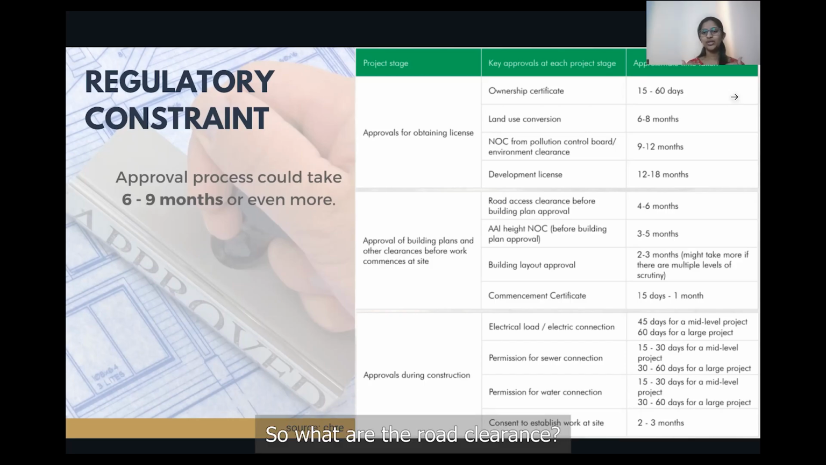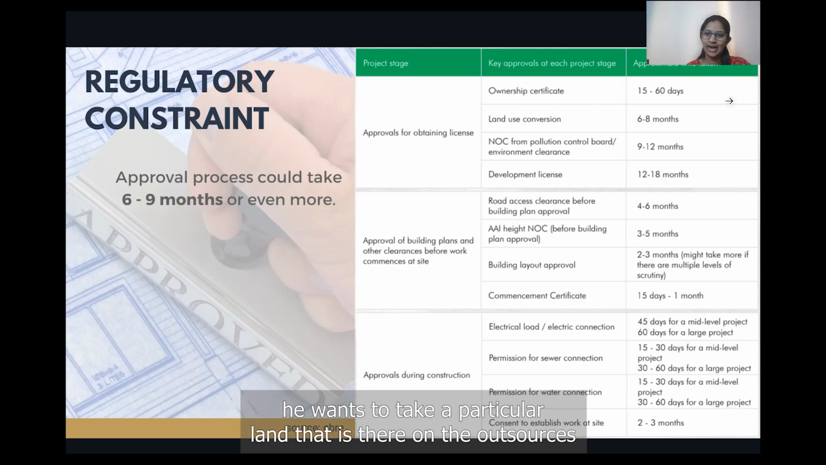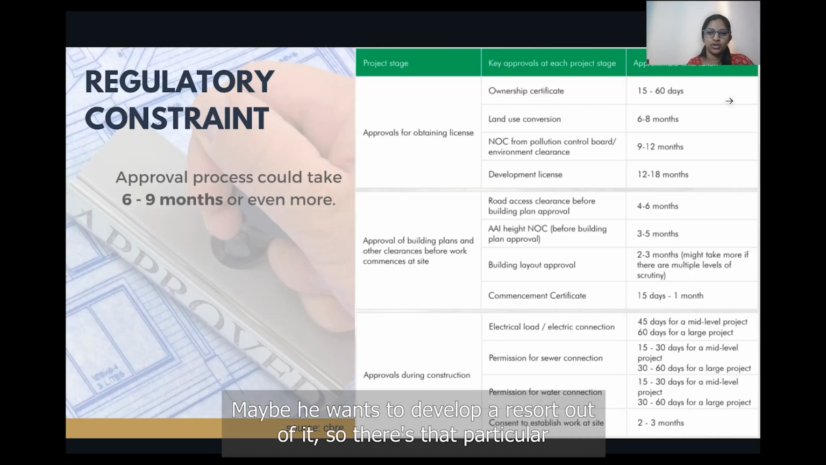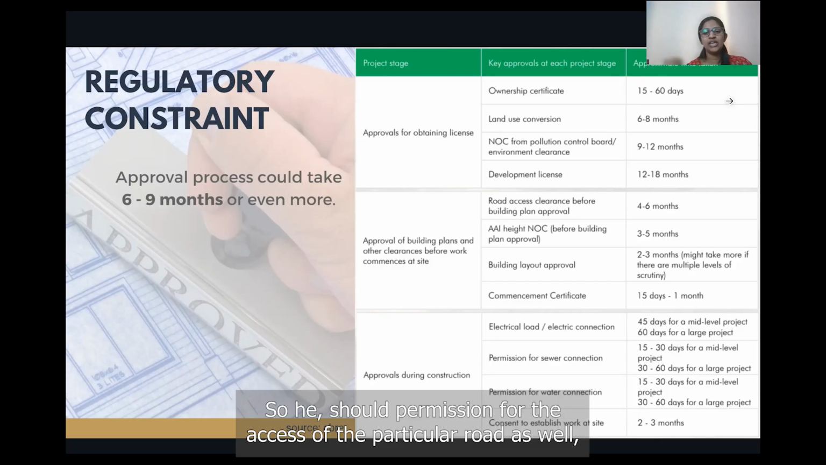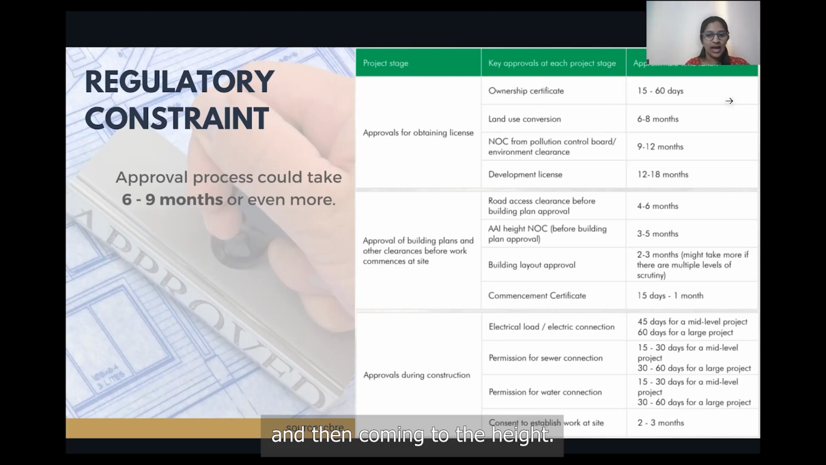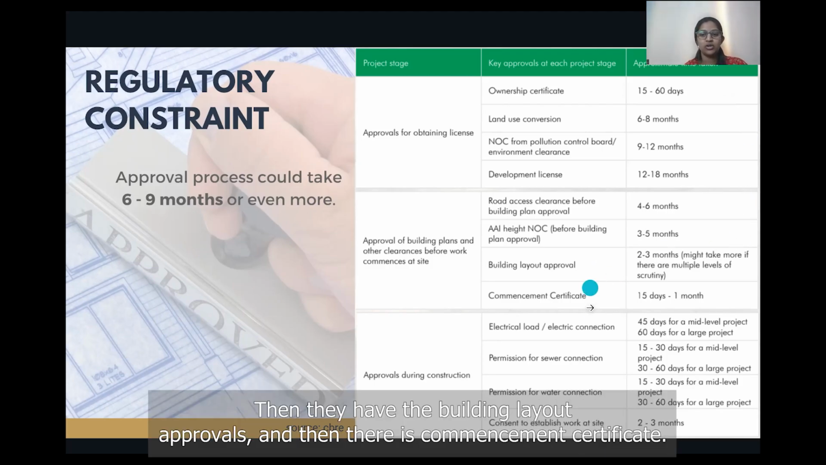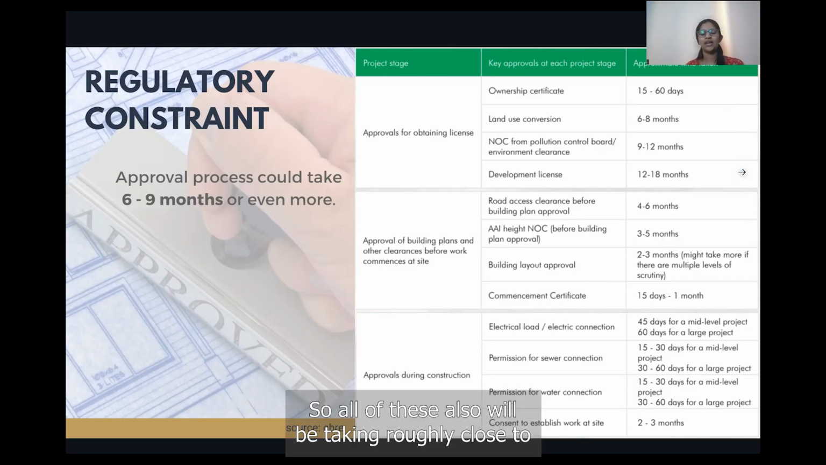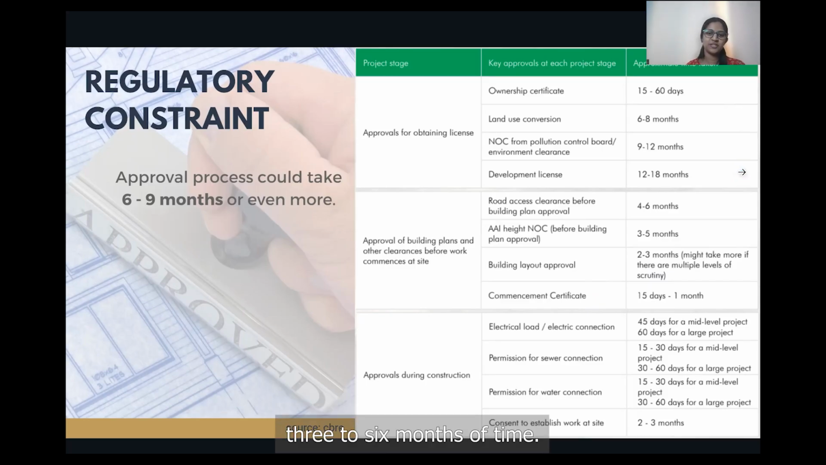So what are the road clearances? If a person, say for example, Mr. A, wants to take a particular land in the outskirts, for his own personal reason, maybe he wants to develop a resort out of it. There, that particular pathway wouldn't have been there. So he should get permission for access to that particular road as well. And then coming to the heights, then they have the building layout approvals, and then there is the commencement certificate. So all of these also will take roughly close to 3 to 6 months of time.